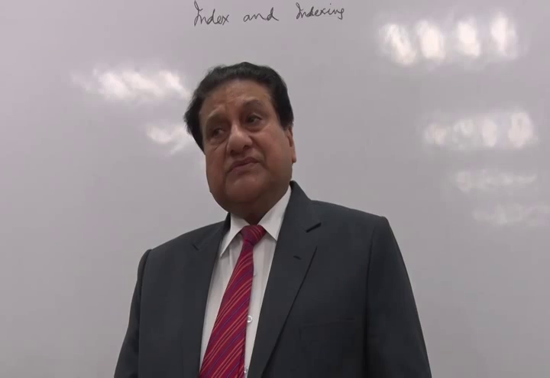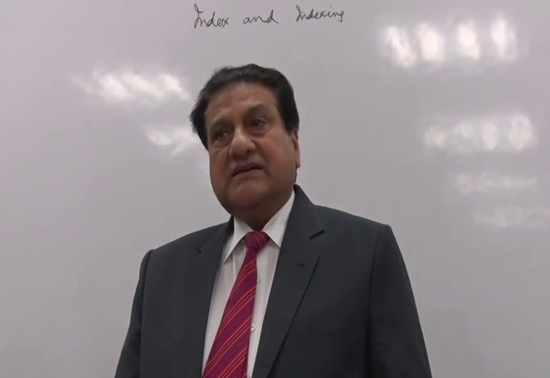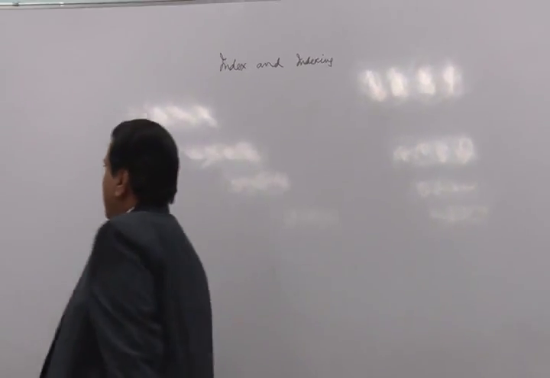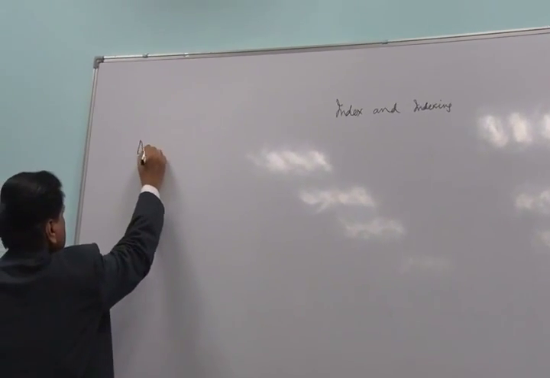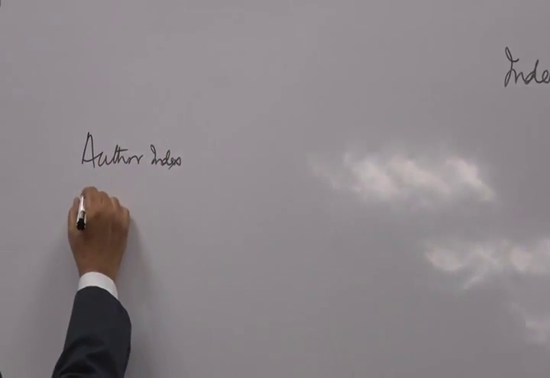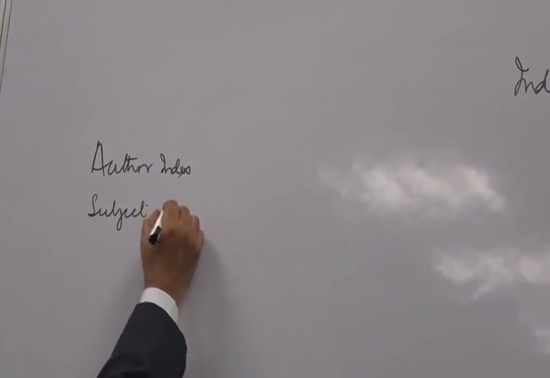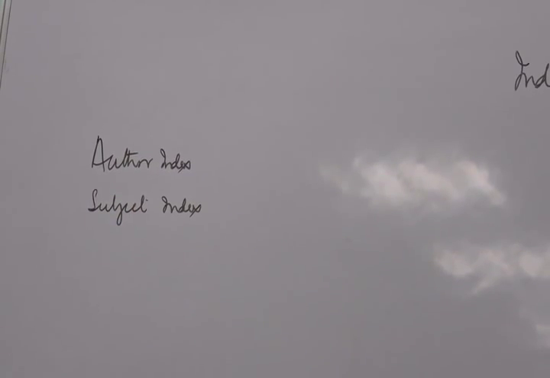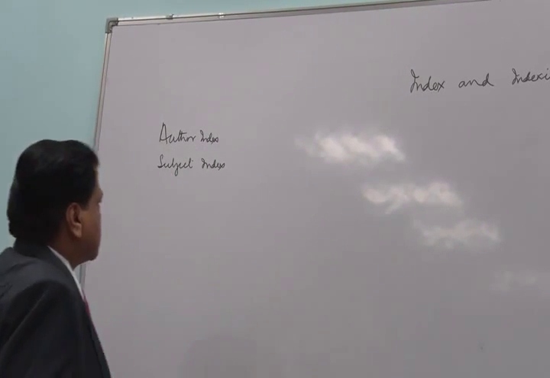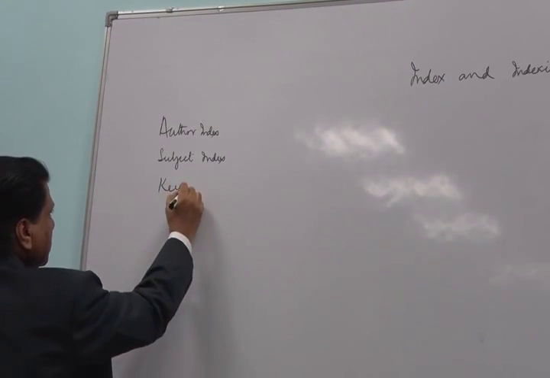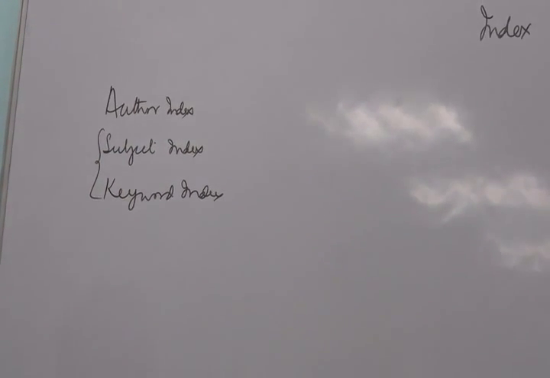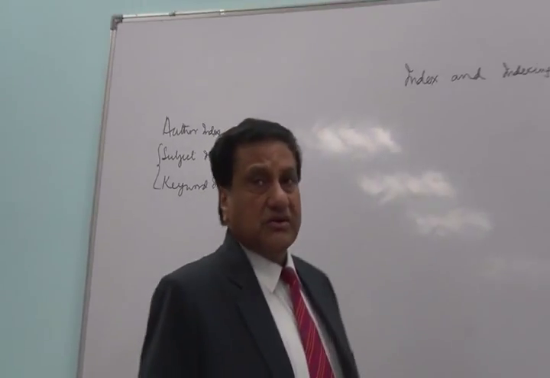How many types of indexes have you seen? What are those? First is? Author index. Title index, subject index. Title as a whole is not given. The keyword index. There are keywords. Sometimes both of them are the same because keywords also denote the subject of the book.